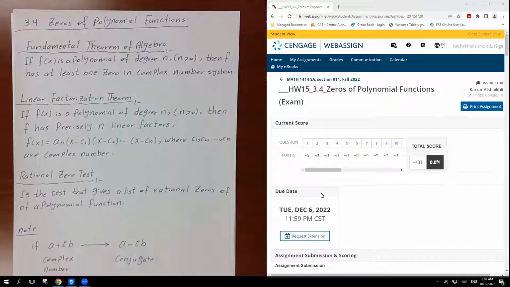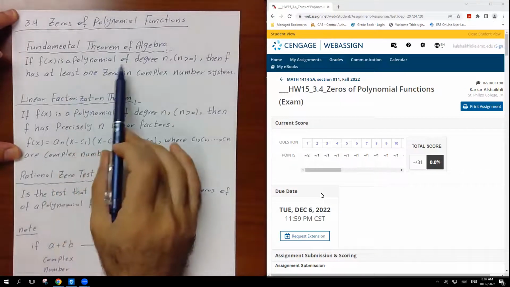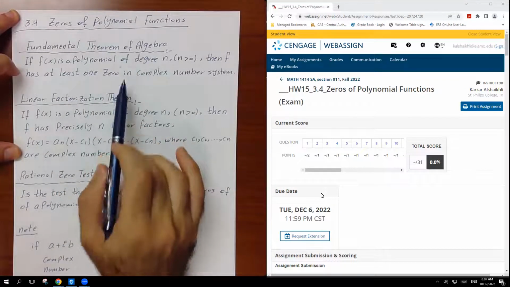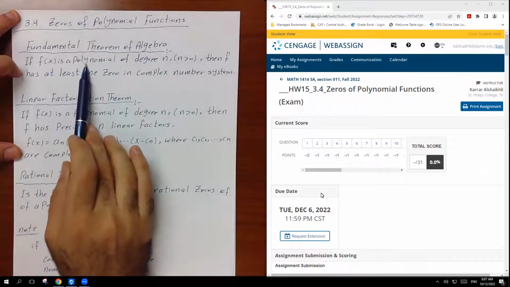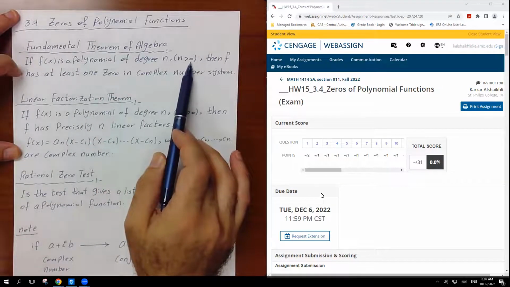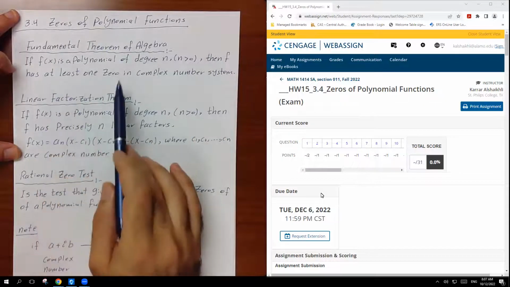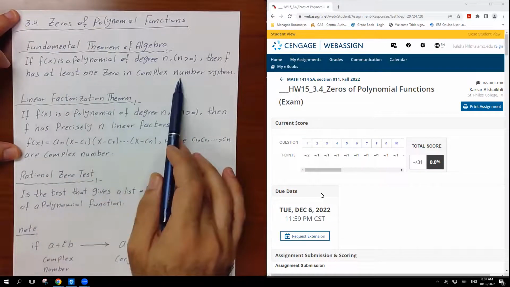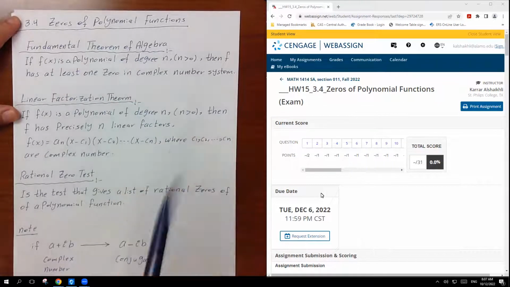So section 3.4, the zeros of polynomial functions. The first thing is the fundamental theorem of algebra. That's what they're going to ask you with the first questions. If f of x is a polynomial of degree n, and n is a positive number, then f has at least one zero in the complex number system. So at least we have one zero for this polynomial function.